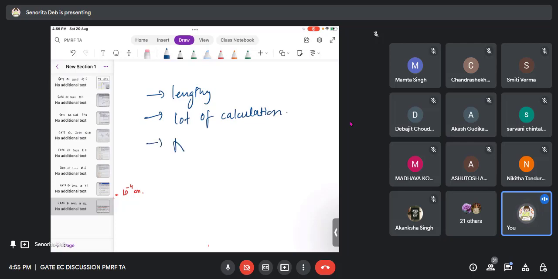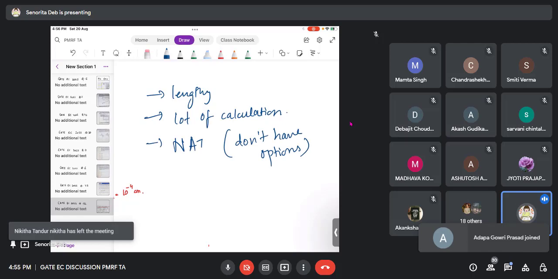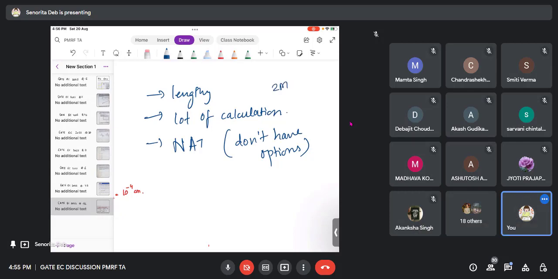This type of question, if you solve in GATE, there is a very high chance that you will make a mistake. And this is for 2 marks. And the time you will spend in doing this question and earning 2 marks, you might be able to do 6 marks in total, some other question. Maybe you will finish 3 questions in that time. You understand my point, right? Lengthy question, lot of calculation, and on top of it is a numerical answer type, and these kind of questions actually reduce your confidence level during GATE exam.